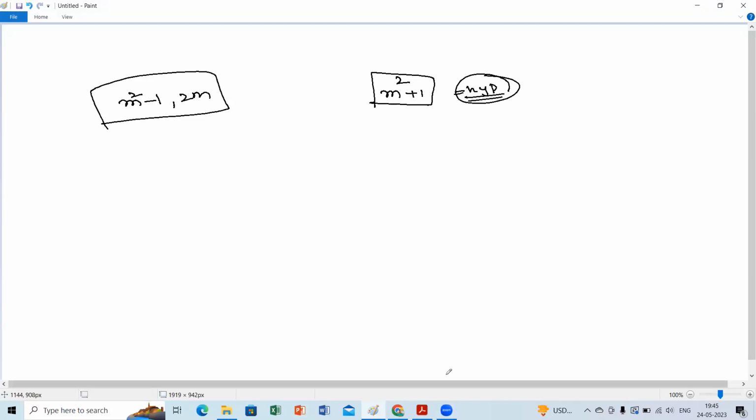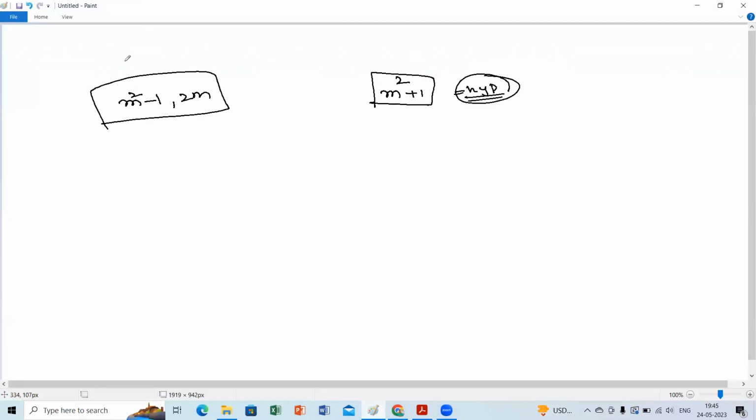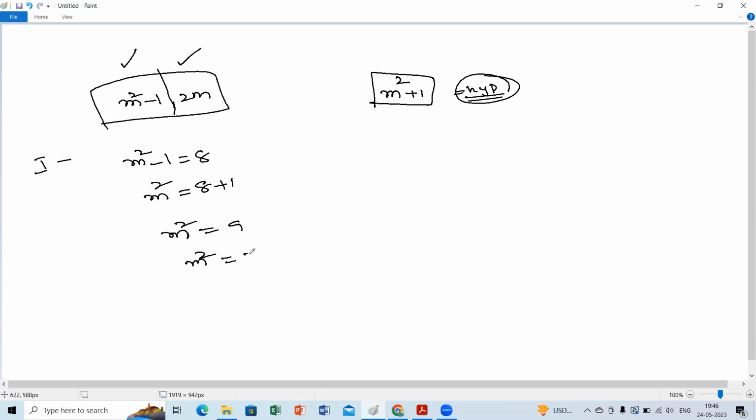Maybe we need to check which one. Coming back to our question: write a Pythagorean triplet whose smallest number is 8. They did not mention whether 8 is this or this. First, we will go with m square. Case 1: m square minus 1 is 8, so m square is 8 plus 1, which is 9. So m square is 3 square, so m is 3. This is one case.